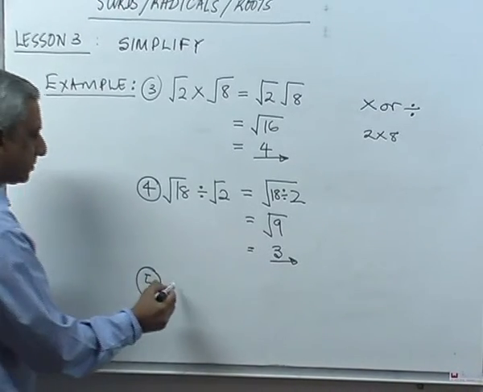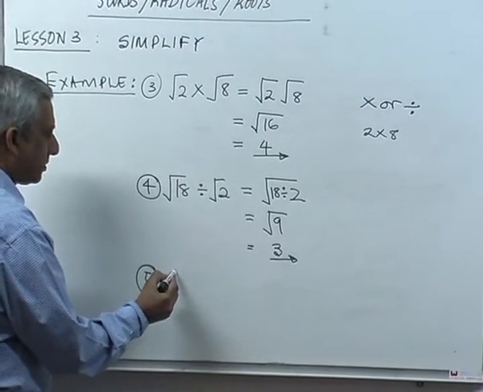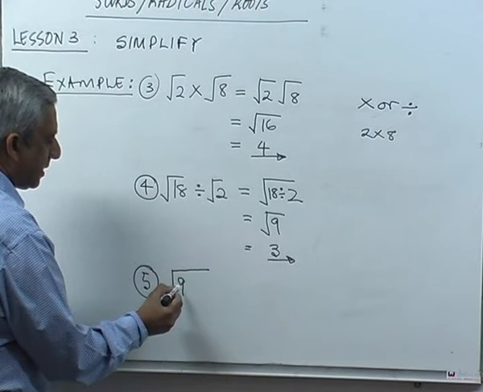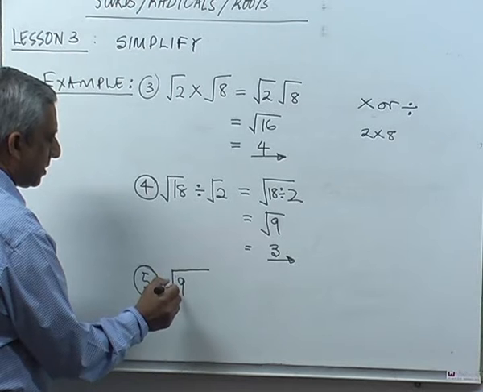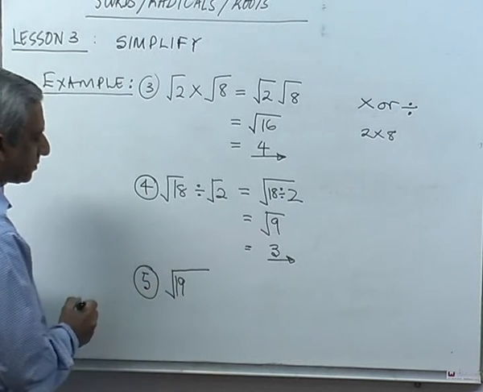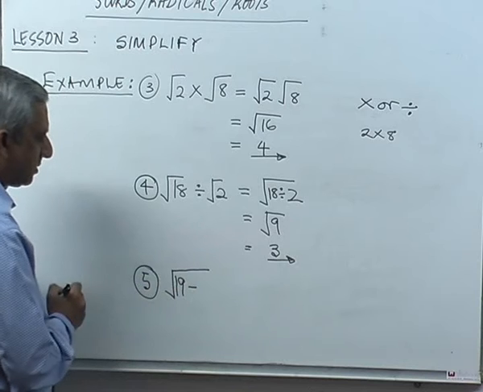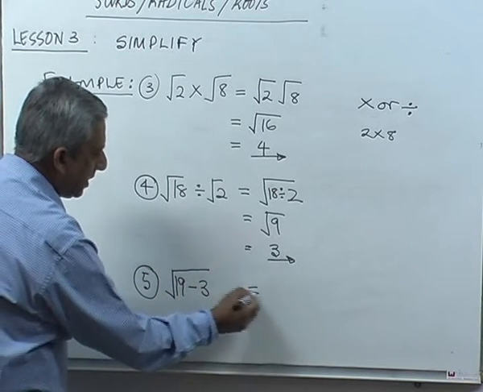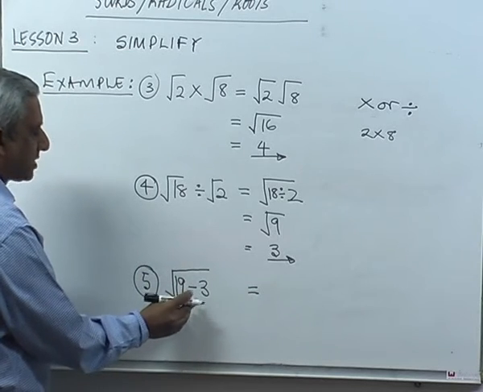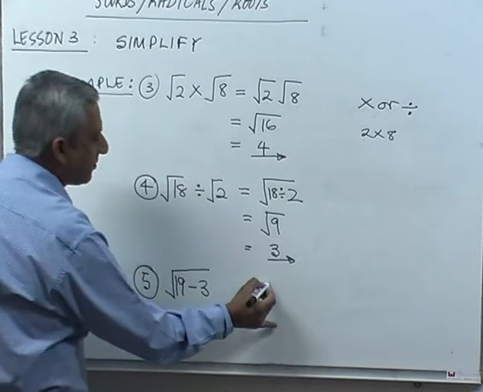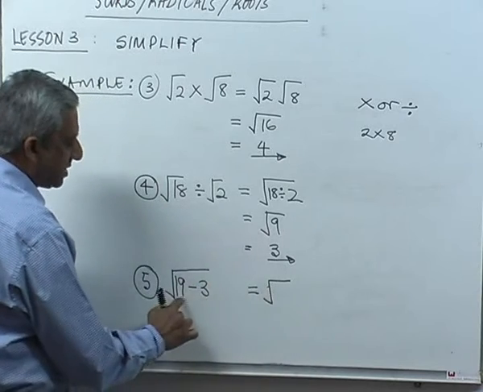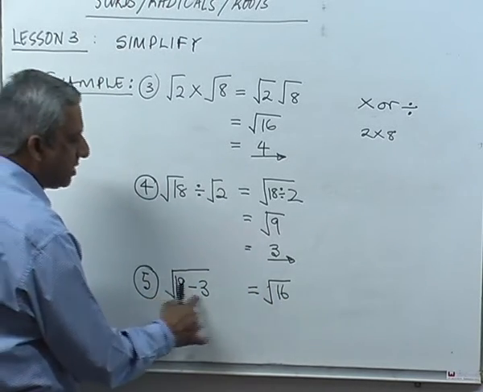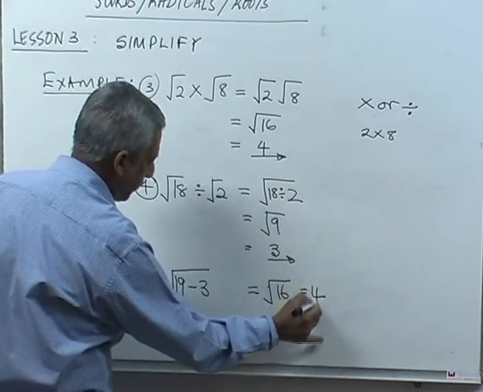Now be careful. Square root of 19 minus 3. Now in this case, it's very special. It's like BODMAS. You've got to do the subtraction first. 19 minus 3 gives you 16. You see? 19 minus 3 gives you 16. Square root of 16 is 4.